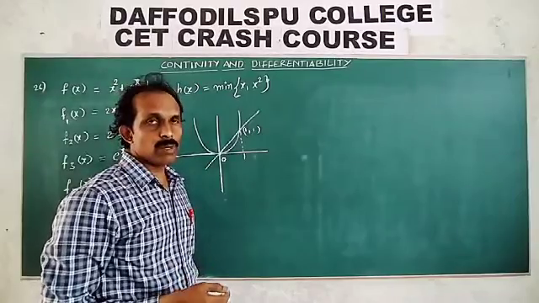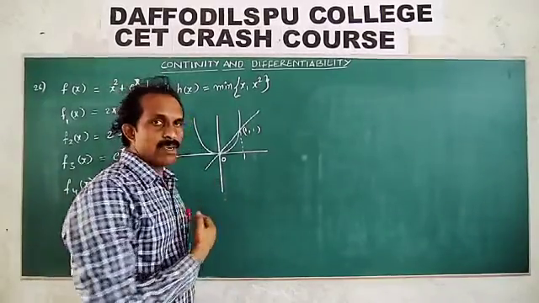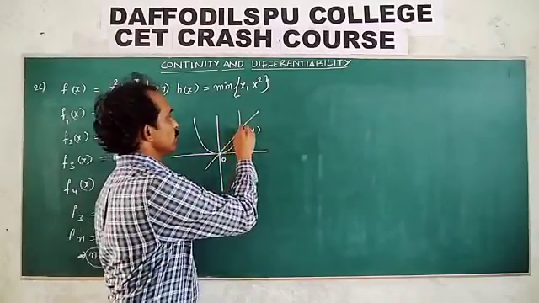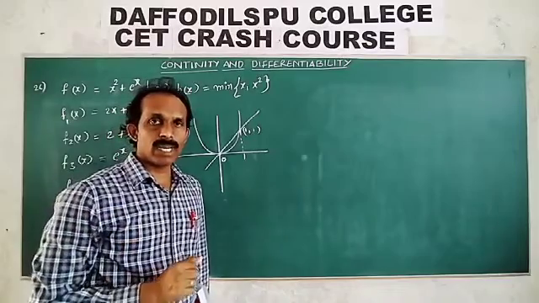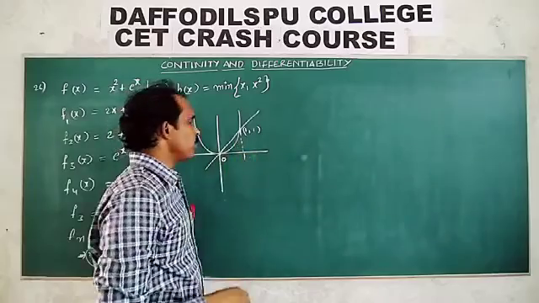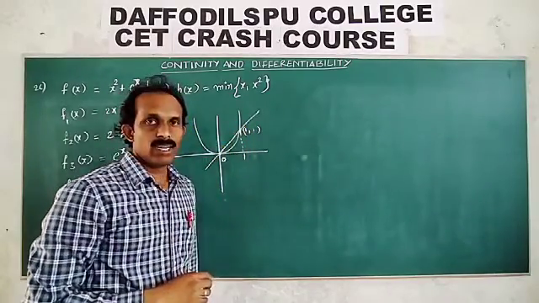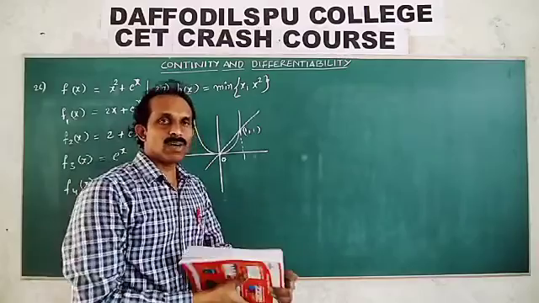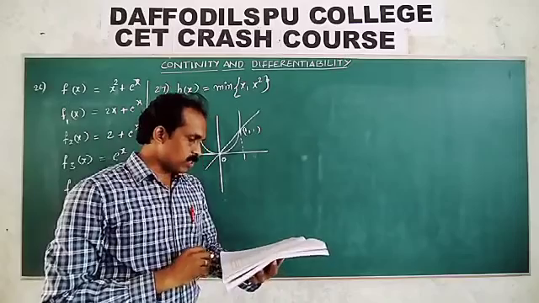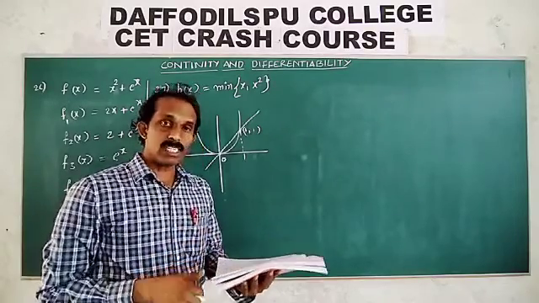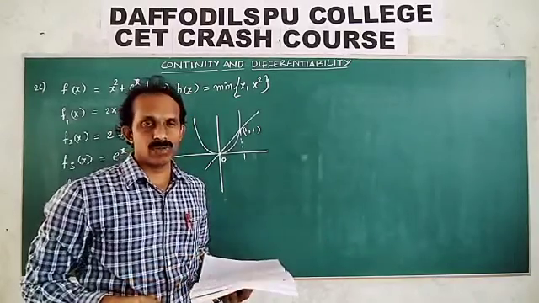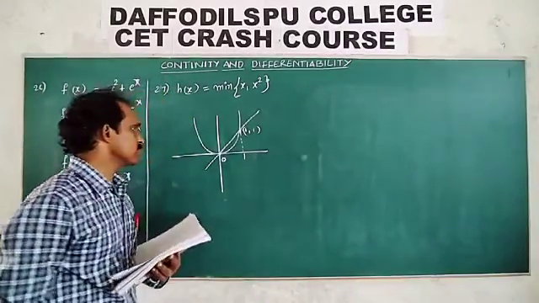What is differentiable? Differentiable means left hand derivative and right hand derivative are equal. From the graph, how can you say? One tangent possible means differentiable. More than one tangent: look at the two points of intersection, here and here, more than one tangent is possible, therefore at 2 points it is not differentiable. So the last option is the correct answer: h is not differentiable at two values of x. Clear? Okay.